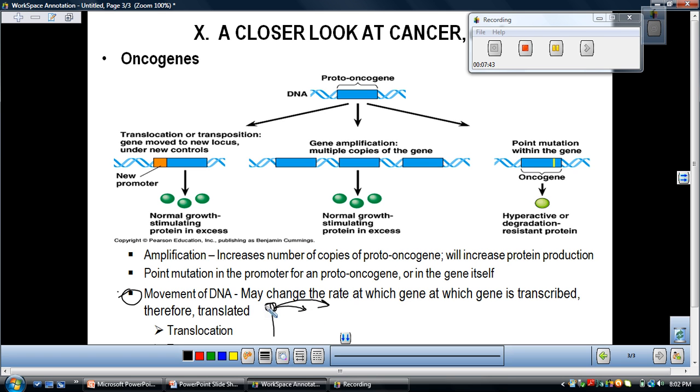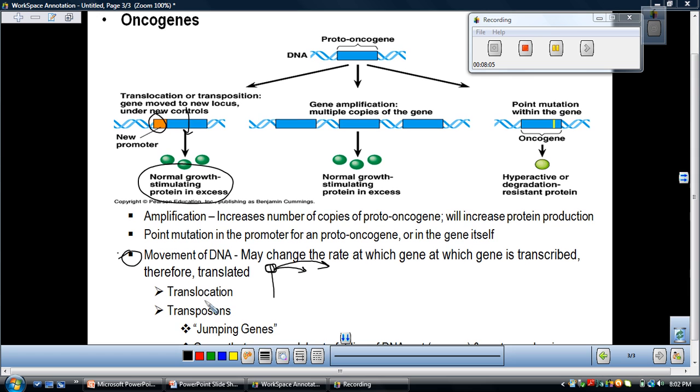Well, if that happens, and if it puts that piece of the chromosome, you can see up here, close to an unusually active promoter, then that gene is now going to go through transcription and translation faster, more often, and we're going to have an excess of proteins produced. So a movement of DNA can definitely change the rate at which the gene is transcribed. This is the case, and you can see down here, in translocation, breaking off a chromosome.